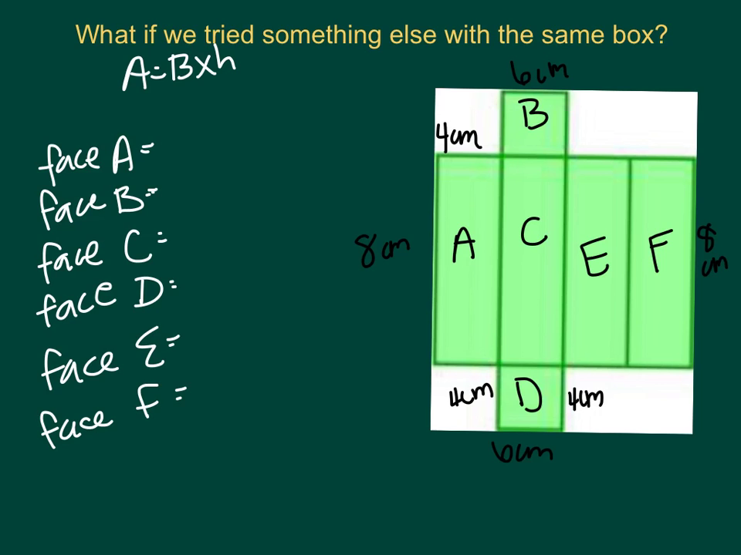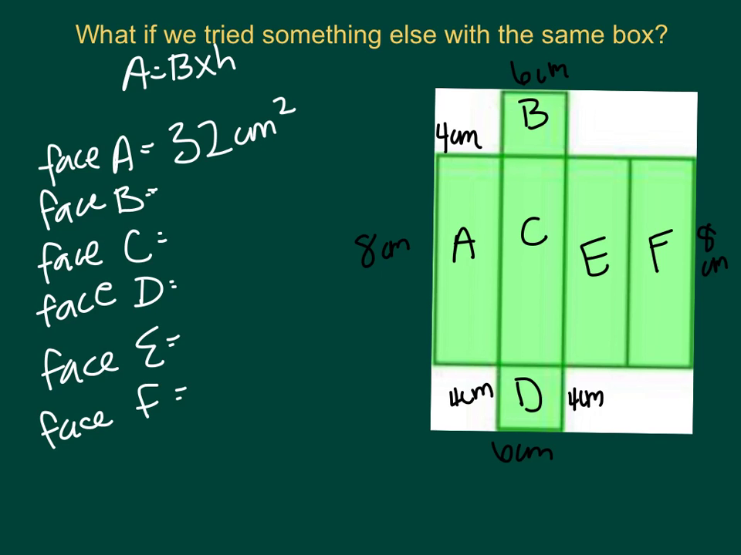Okay, she's okay. So, you guys know how to find the area of a rectangle, which is just base times height. So if I have face A right here, my base is 8, my height is 4. So the area of face A is 32 centimeters squared.